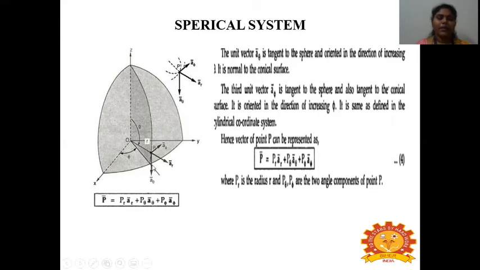Hence the position vector is given by P vector equal to P r into a r vector plus P theta into a theta vector plus P phi into a phi vector, where P r is the radius of the point P, and P theta and P phi are the two angle components of the point P. So this is the position vector of the point P: P r a r plus P theta a theta plus P phi a phi.